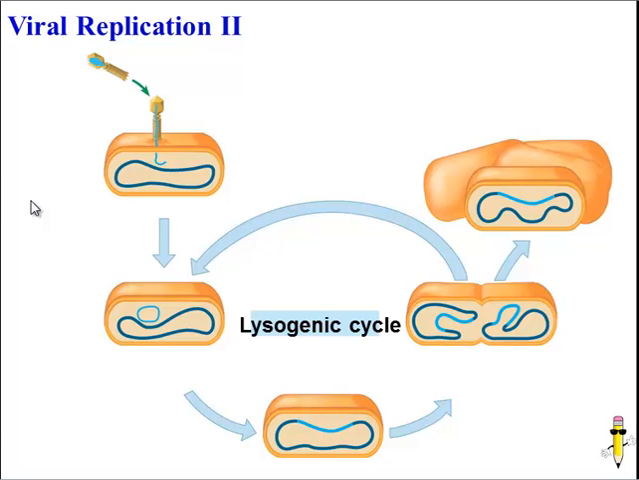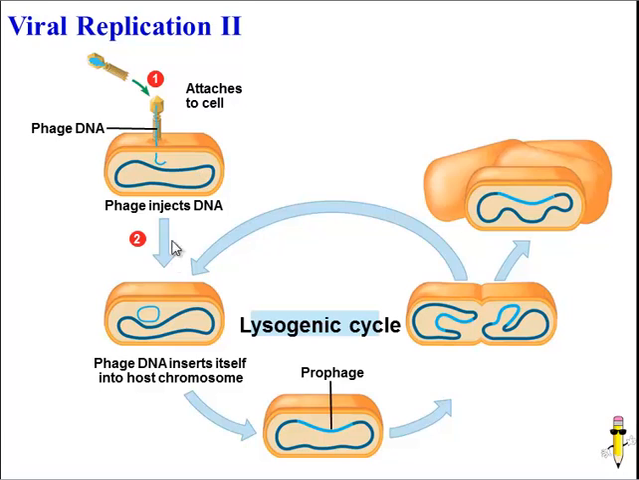The other way that viruses replicate is the lysogenic cycle. And here it starts the same way. We have the virus attaching to the host and injecting its DNA. But here something different happens. The virus is going to insert its DNA into the host cell's DNA. And at this point it's called a prophage or a provirus.